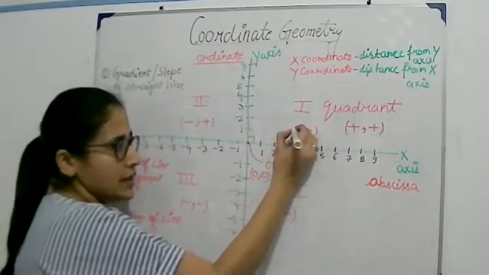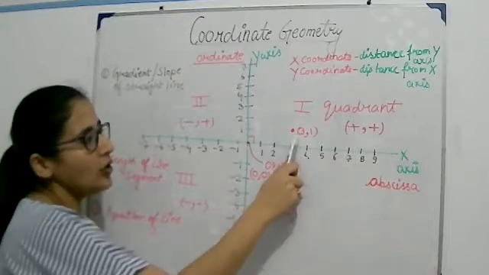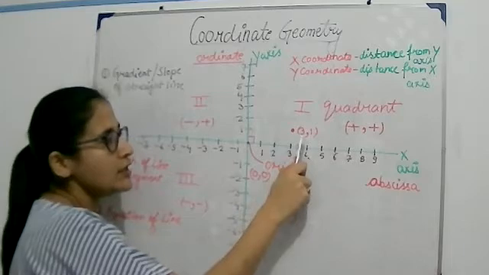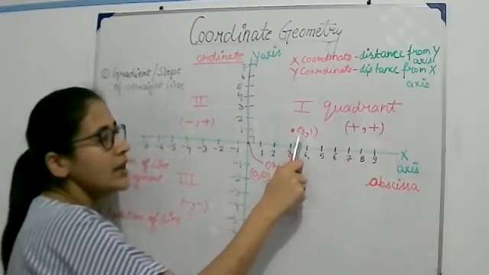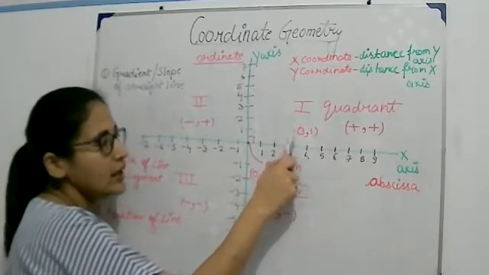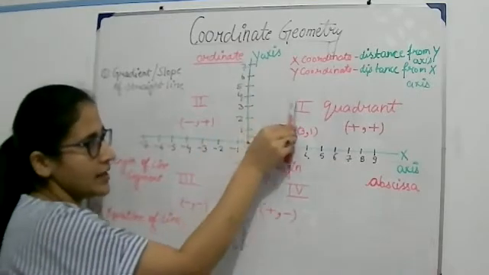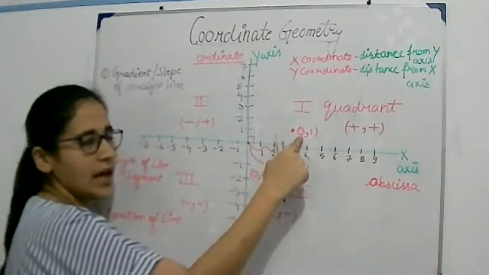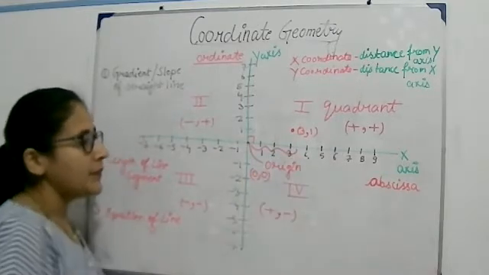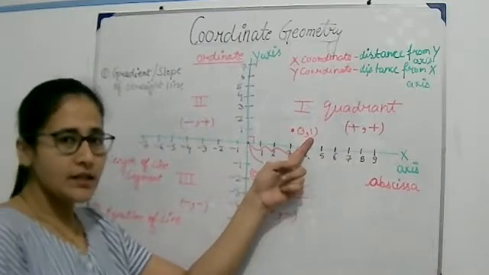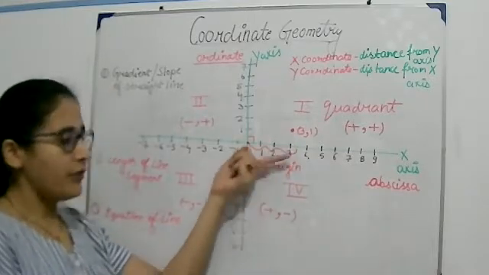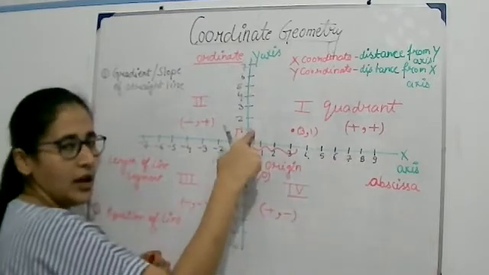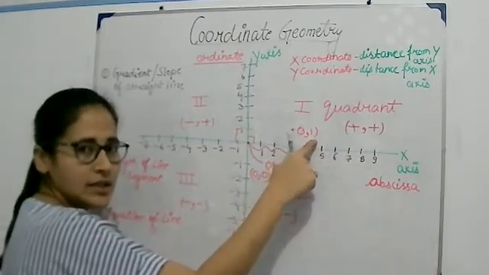Let's see, one point is here. Coordinate is 3, 1. 3 is x coordinate and 1 is y coordinate. So x coordinate is the distance of this point from this y-axis. That means this distance, 1, 2, 3. This is x coordinate, value is 3. Y coordinate is the distance of this point from x-axis. So this is the distance. That's why this value is 1. So y coordinate is 1.